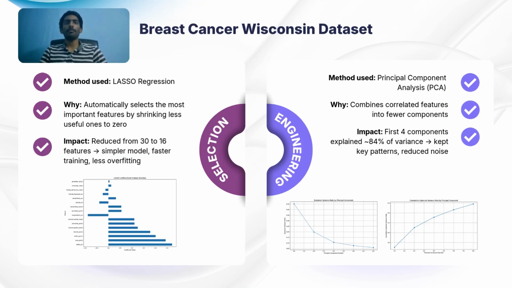In the breast cancer dataset, we focused on reducing unnecessary features to improve model performance. We used lasso regression, which automatically eliminates less important variables by shrinking their values to 0. This helped us reduce the number of features from 30 to 16 and create a simpler and more efficient model. Additionally, we used principal component analysis or PCA, which combines correlated features into components. The first four principal components capture about 84% of the total information in the dataset, which helps us retain the important patterns while removing the noise.